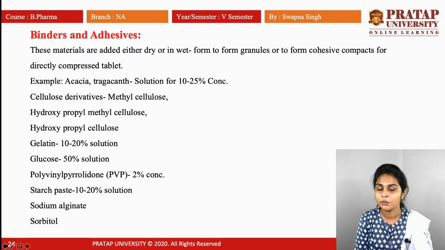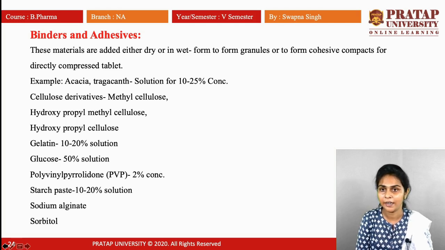Okay. Next is binders and adhesives. These materials are added either in dry form or in wet form to form granules, or to form a cohesive compact for directly compressed tablets. There are three types of manufacturing of tablet dosage form. First one is dry granulation, second one is wet granulation, and third one is direct compression. The binders and adhesives are used to form the granules either in dry form or wet form.